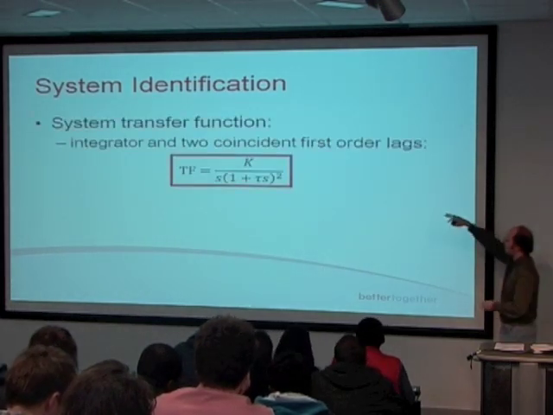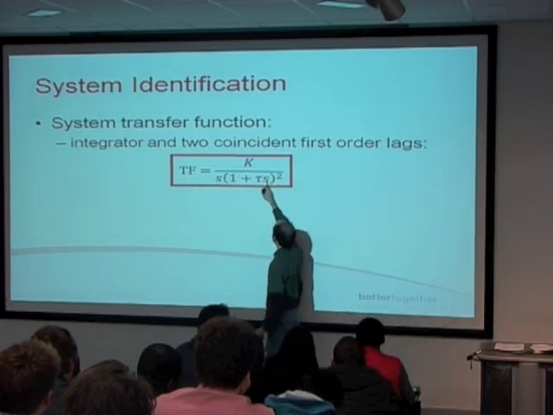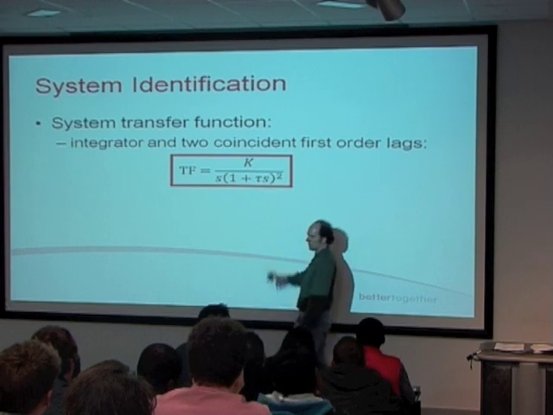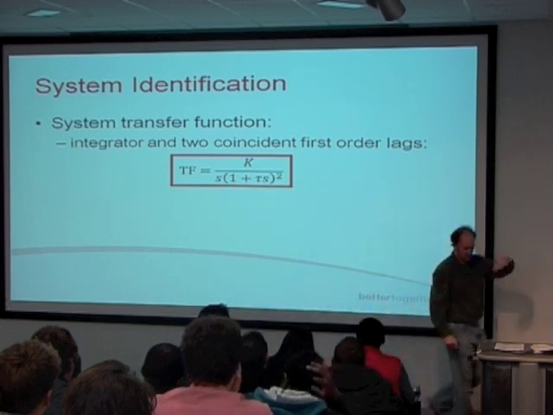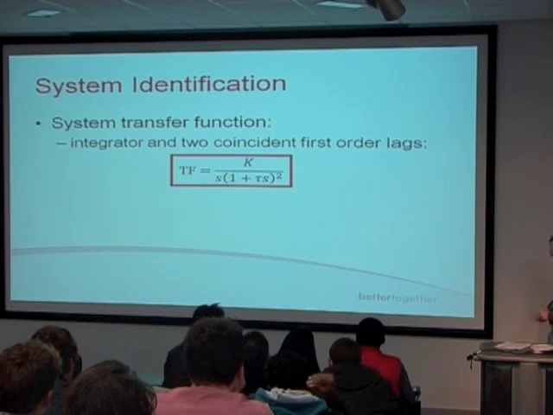And so our transfer function must look something like that. Okay, we've got a gain of K. There's our integrator, 1 over s, and then there's our first order lag squared, two of them together, to get from that minus 20 to minus 60 dB per decade slopes.